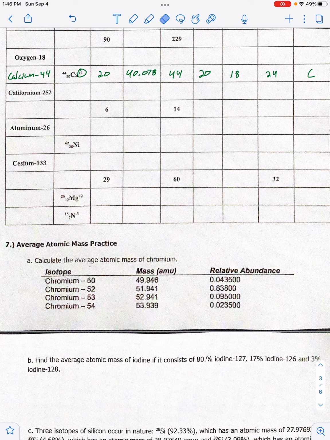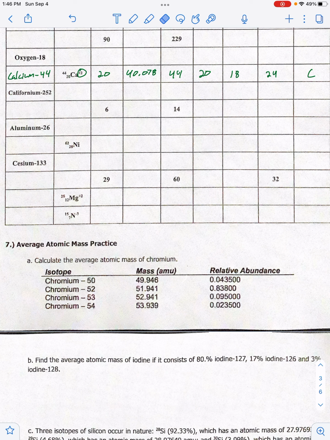So what I would do is, now this is already in percentage form. What I mean by that is you see that everything is already in decimals, so there's no need to move decimals at all. I give you all the chromiums: chromium 50, 52, 53, 54. I give you their specific masses and their relative abundance. This is just the same as a percentage.